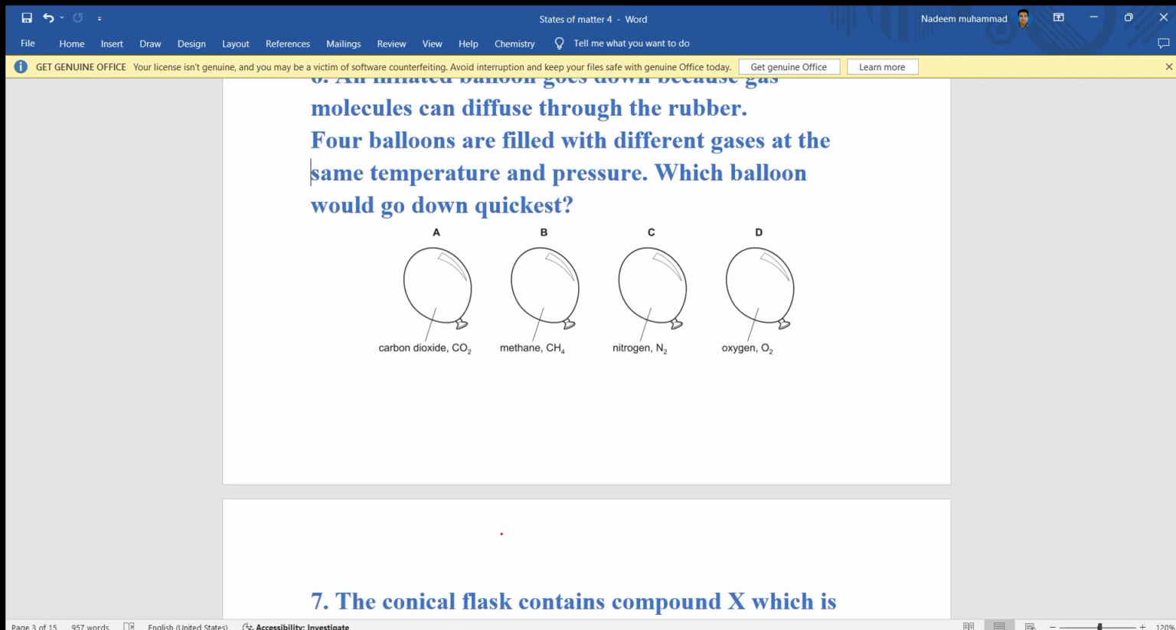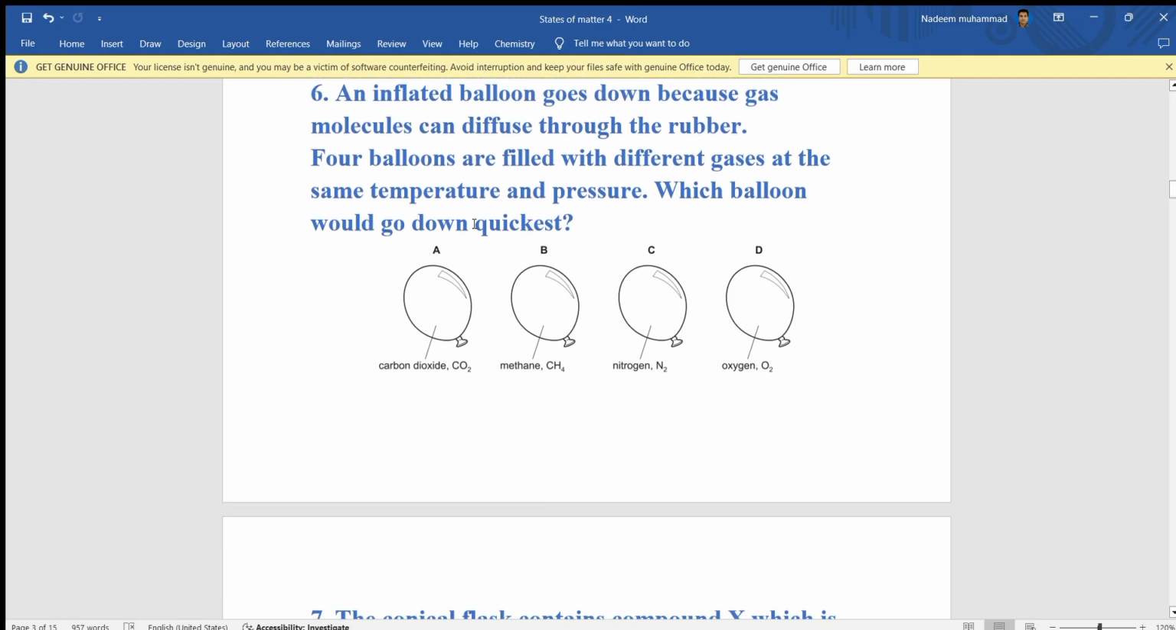An inflated balloon goes down because gas molecules can diffuse through the rubber. Four balloons are filled with different gases at same temperature and pressure. Which balloon goes down quickest? Again, it depends on the rate of diffusion. A gas having less molecular mass will have more rate of diffusion and it will move out of the balloon quickly as compared to rest of the gases. And out of these four gases, again, methane has the lowest molecular mass.